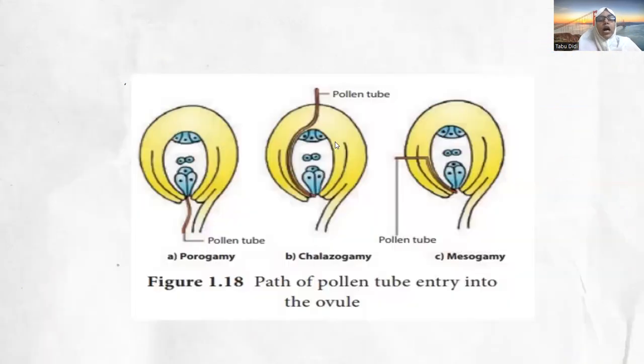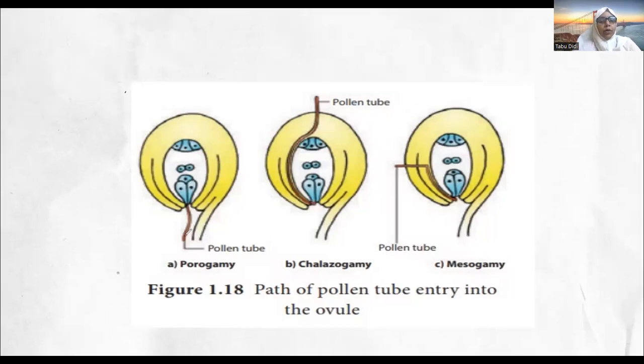Okay, so the entry of the pollen tube can happen through different positions. You can see over here in the diagram. If the pollen tube enters directly from the opening, that type of entry is known as porogamy. If the pollen tube breaks in through the chalaza and then, at the end, gains entry through the micropylar end, with the opening started from the chalaza, it is chalazogamy. Or sometimes through the integuments from the side.